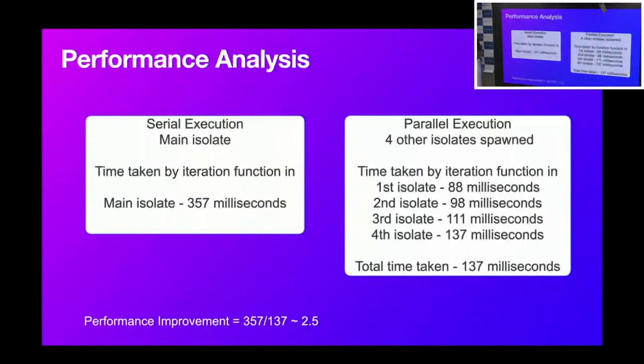And now there are 2 scenarios that we ran. One was for the serial execution, where we did everything on the main isolate, and the second was for the parallel execution, where we used 4 other isolates. And we start calculating the total time. So the main isolate took around 357 milliseconds, whereas the other 4 isolates took a total of 137 milliseconds. And because we did it parallelly, we were able to achieve a gain of 2.5 times in performance.